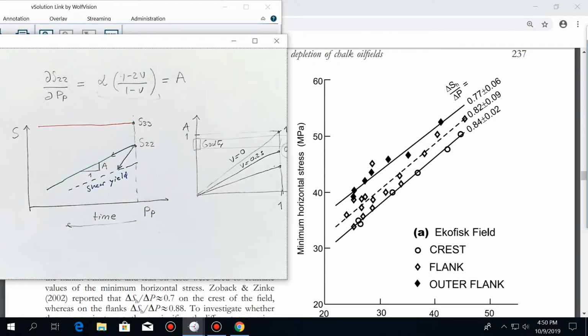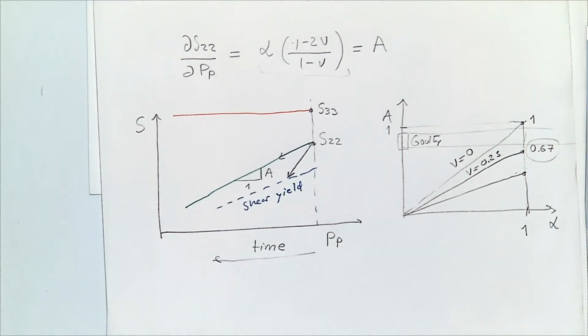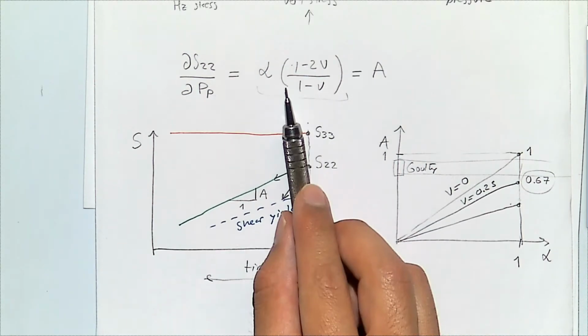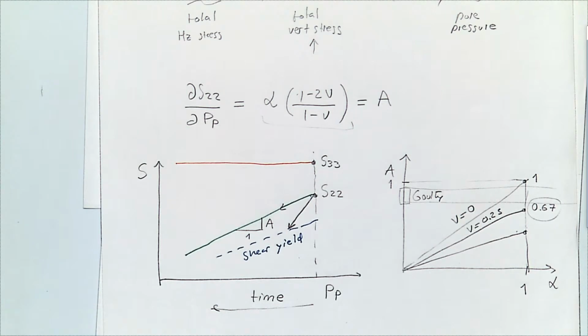But for now, let's just remember that when you deplete a reservoir, the horizontal stress is going to go down, and it's going to go down at a rate proportional to the Biot coefficient and to this function of the Poisson ratio.